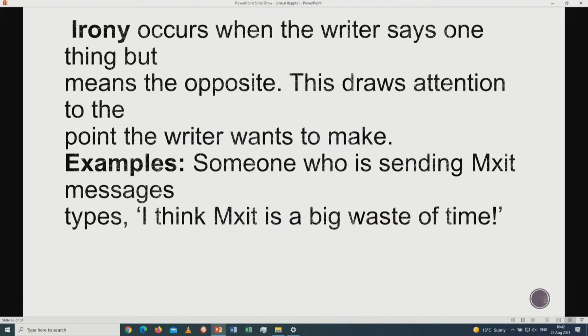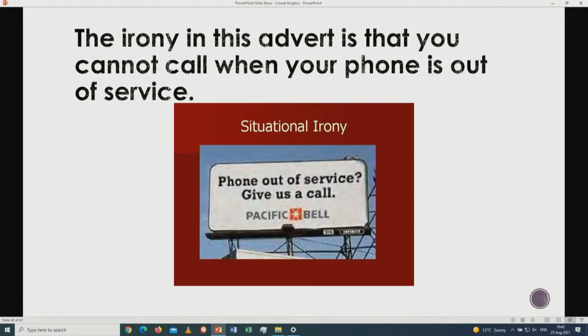We also have irony. Irony occurs when the writer says one thing but means the opposite. This draws the attention to the point the writer wants to make. For example, someone who is sending text messages types, "I think text is a big waste of time." The irony in this advert is that you cannot call when your phone is out of service. When we look at the advert, "Phone out of service, give us a call." It is the opposite, so it is an irony. You cannot call while they are out of service.